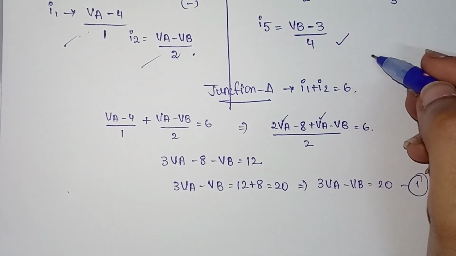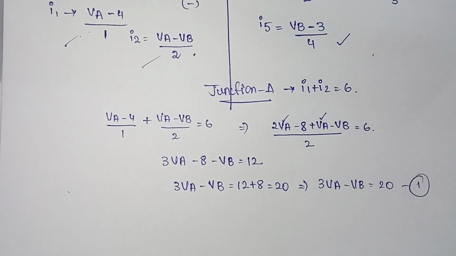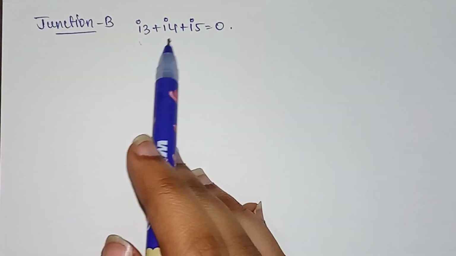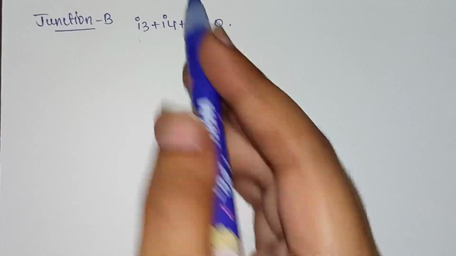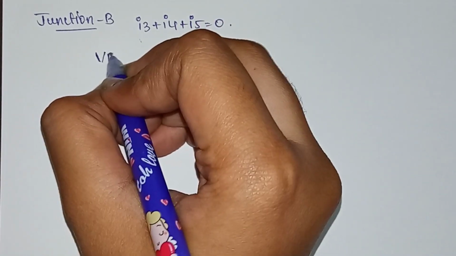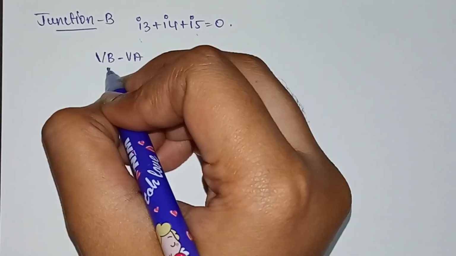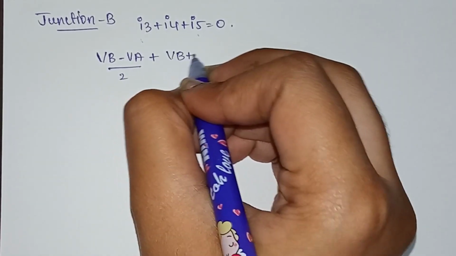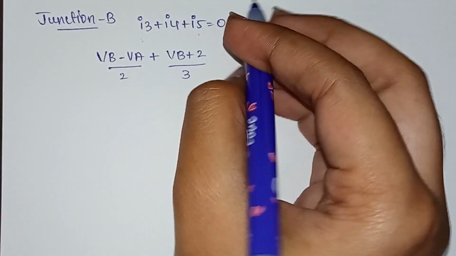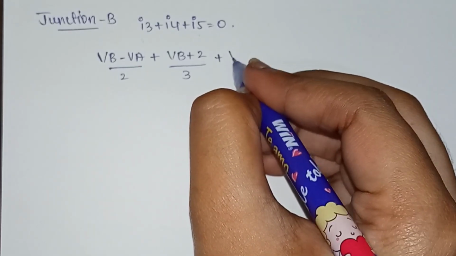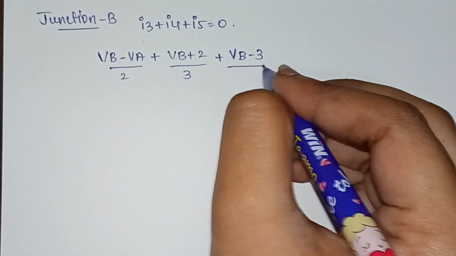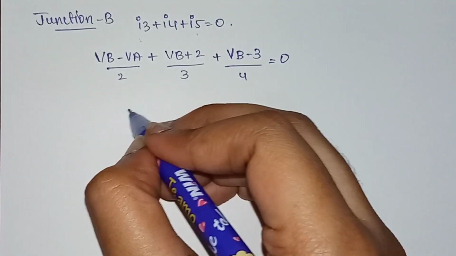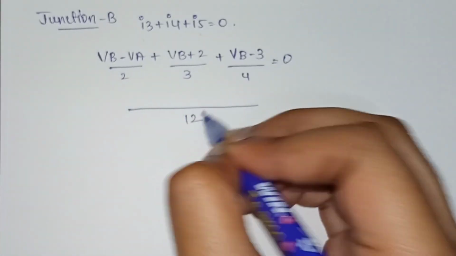Now let us find for junction B also. So for junction B, we need to substitute I3, I4 and I5 values. So what is our I3? VB minus VA by 2 plus I4 is VB plus 2 by 3, and I5 is VB minus 3 by 4. This will be equal to 0. If we calculate the LCM for this particular part, we'll get it as 12.